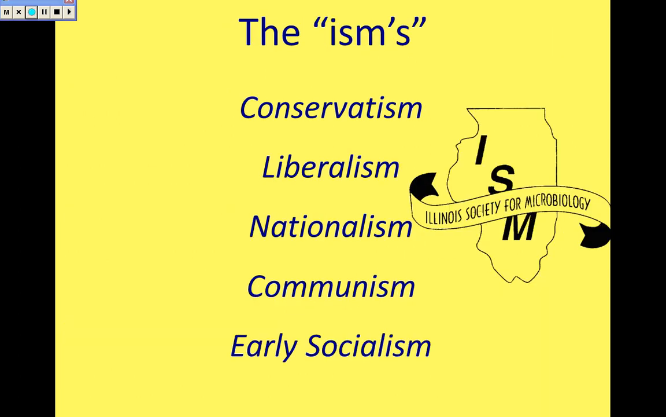These isms have nothing to do with the Illinois Society for Microbiology, but I found an image for ism. The ones that we'll look at today are conservatism, liberalism, nationalism, communism, or Marxism, when we get to that, and early socialism. I don't think I have them in the same order in this presentation, but those are the big isms that emerge here during the 19th century, which again is the 1800s, if you're one of those people who gets your centuries confused with the years.